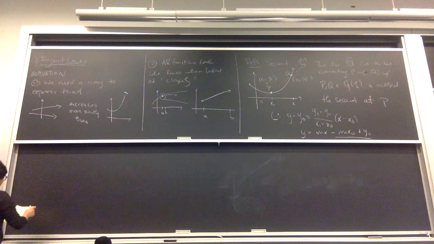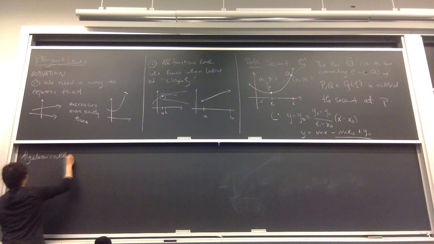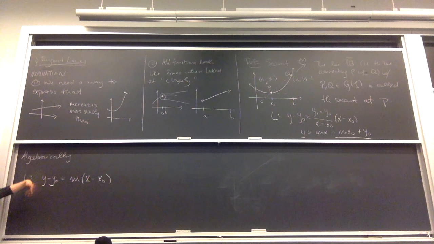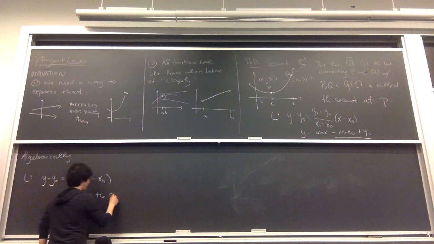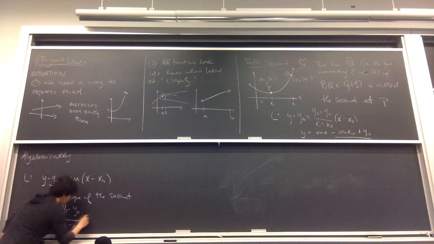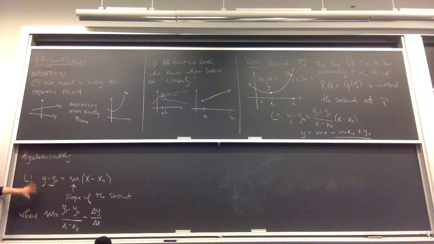So algebraically, we have this. Again, I'm just going to write it again. y minus y naught is equal to, well, let me say m times x minus x naught. Oh, but m has a bunch of stuff in it. So this is the equation of the secant line. I'm going to use this m, maybe that'll make you more comfortable. So this is the slope of the secant, where m is equal to y1 minus y naught over x1 minus x naught, which I guess you're used to as change in y over change in x. Okay, so again, here's the equation of that secant line.